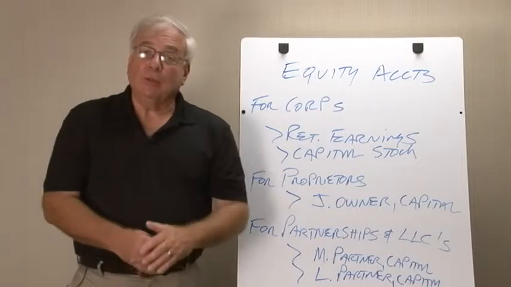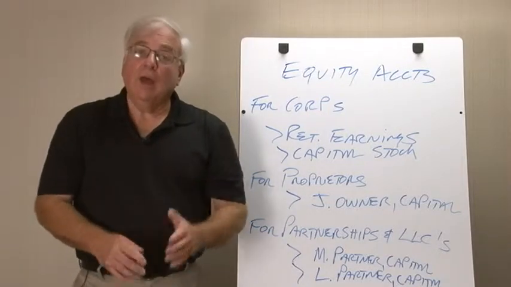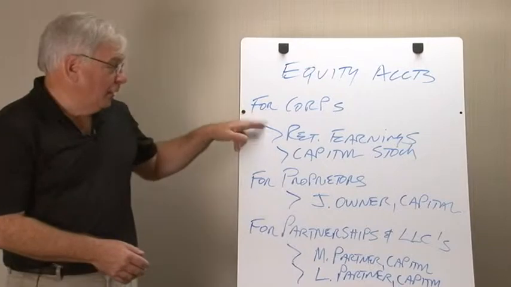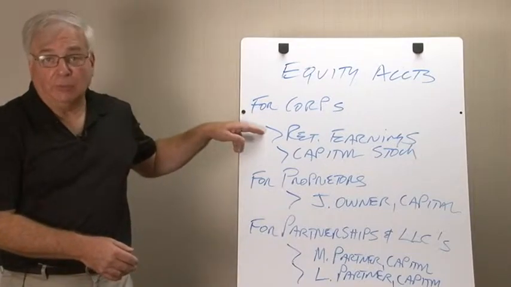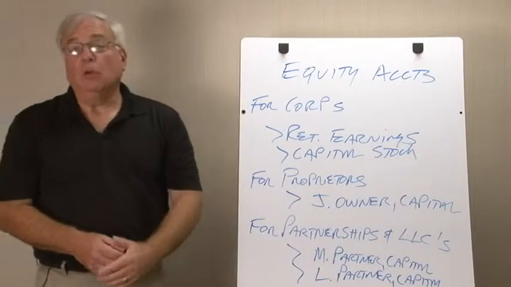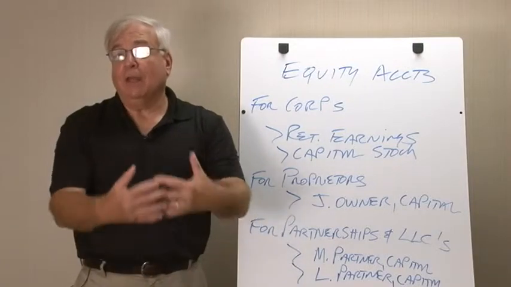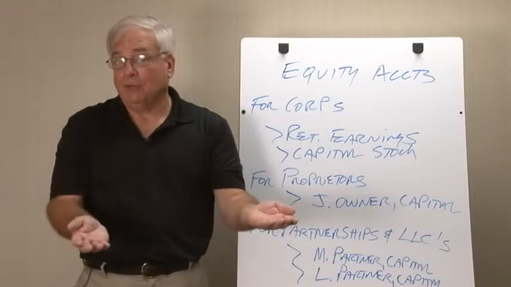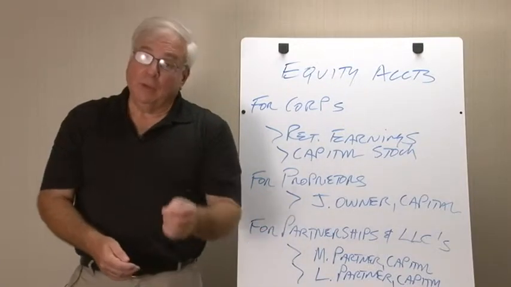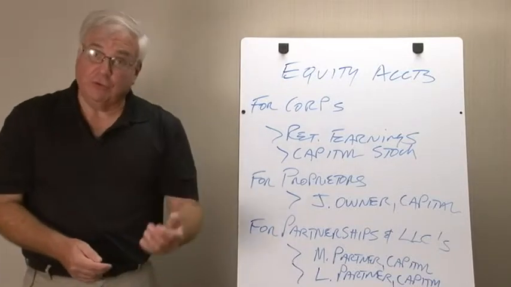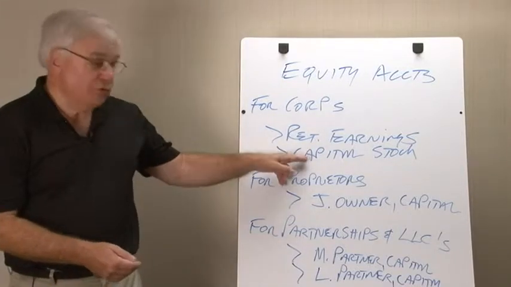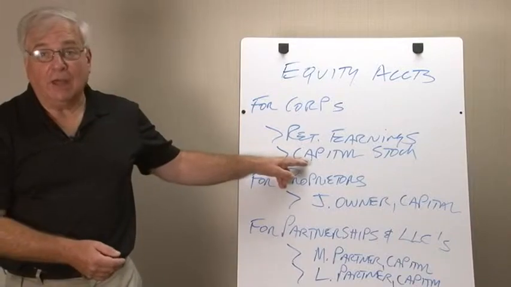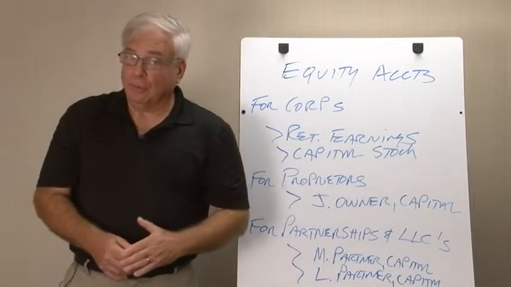The company wants to be able to tell the difference between how much capital has been generated by the company itself, which is really what retained earnings is. Retained earnings is profits that have been kept in the company rather than paid out as a dividend. The other way that they can raise capital is to sell shares of stock, of course, which is tracked in the capital stock account. So that's unique to a corporation.